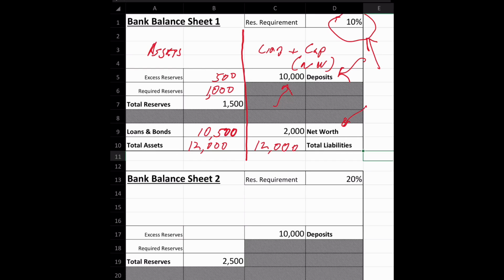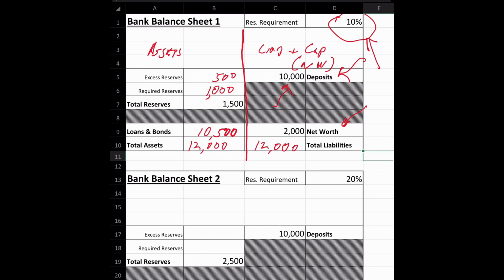Well, let's talk about them now. A bond would be a loan by the bank to the federal government. A loan would be a loan to a customer. So in this case, we have $1,500 in the vault. We have $10,500 loaned out to customers. We owe $10,000 in deposits to customers. We owe $2,000 to the owners, and we balance.